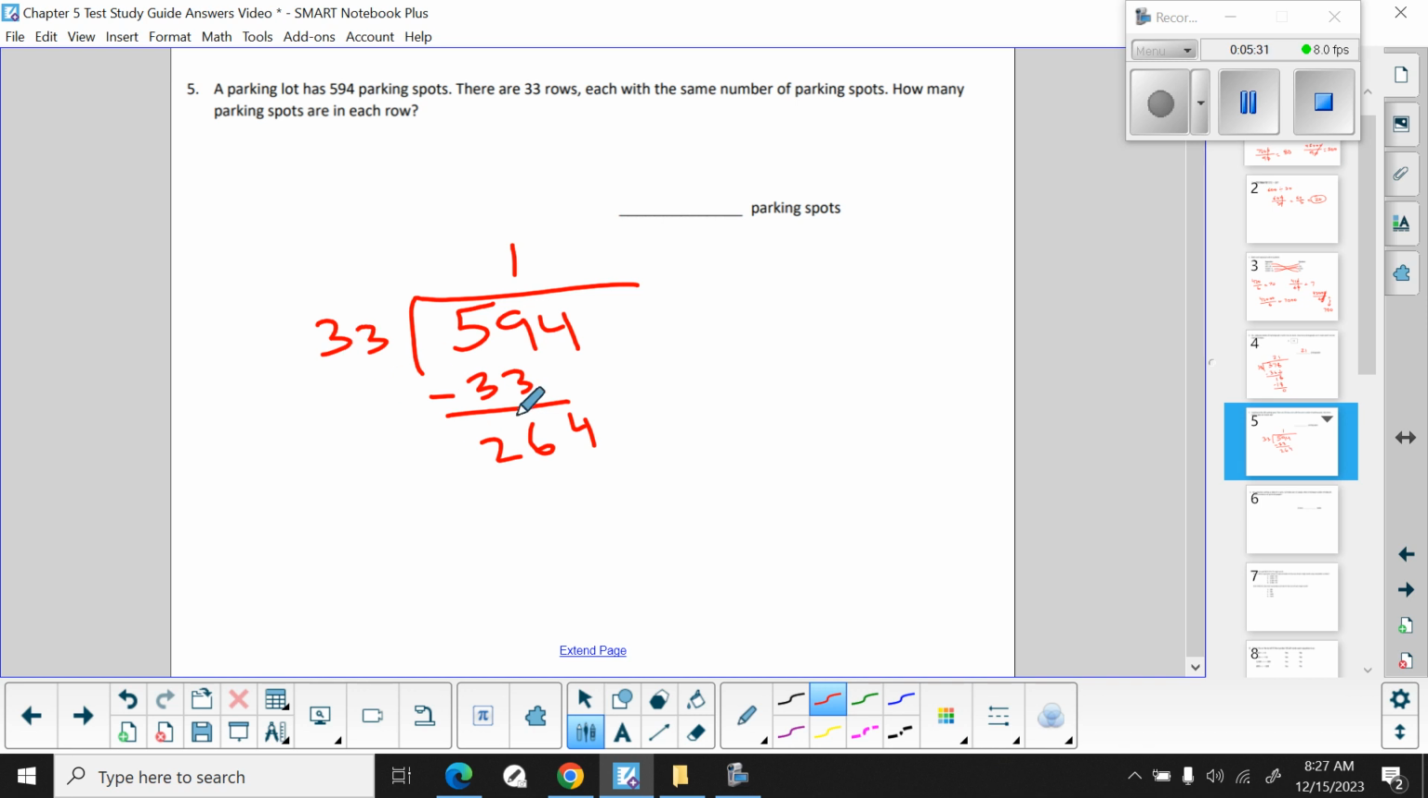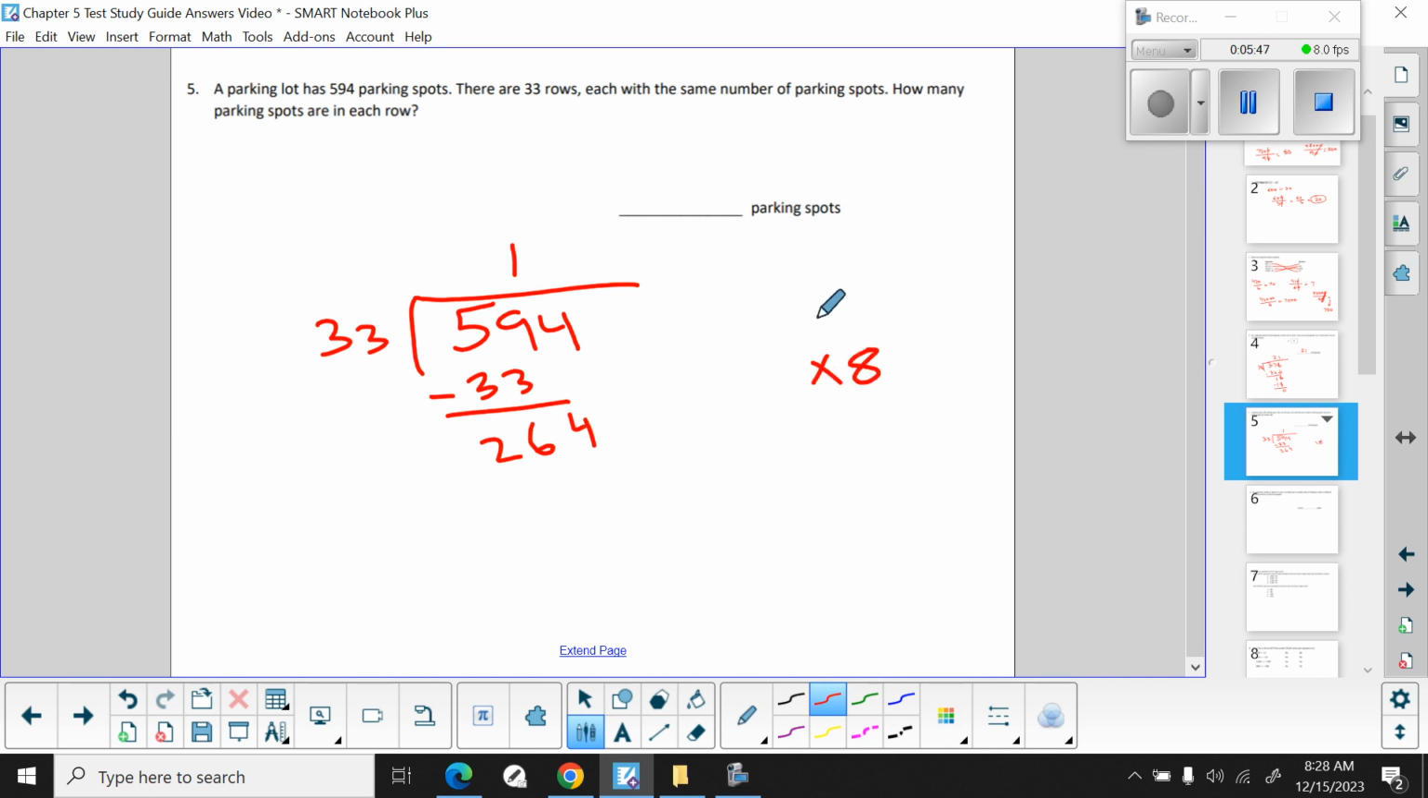So now, how many times does 33 go into 264? Well, this is close to 30, and this is close to 270. So I could try 9 times, but I just kind of feel like that's going to be too high. So let's try 8 times.